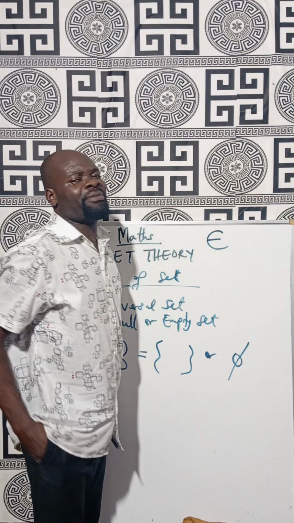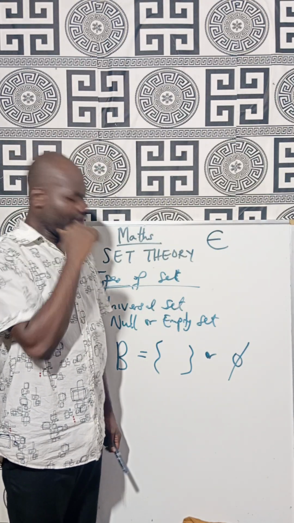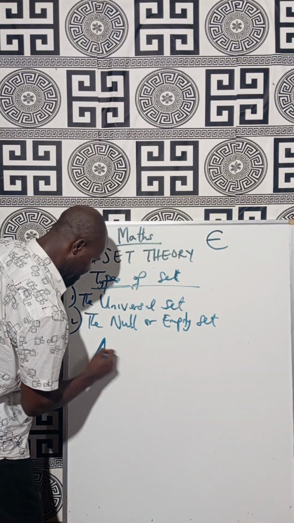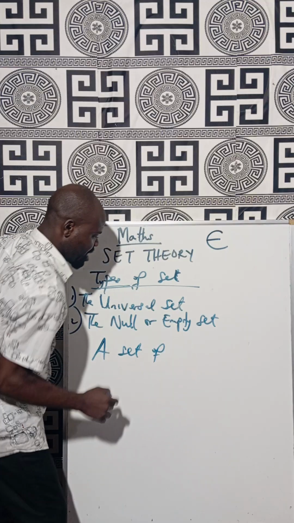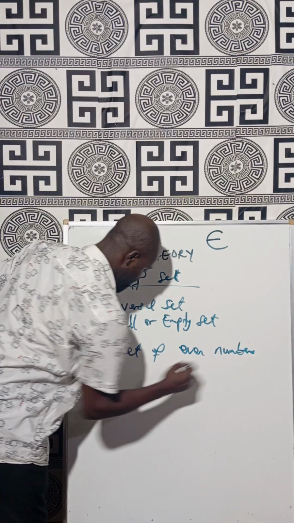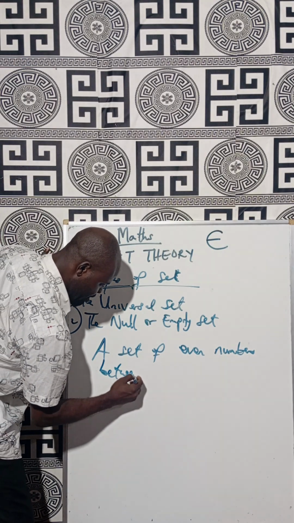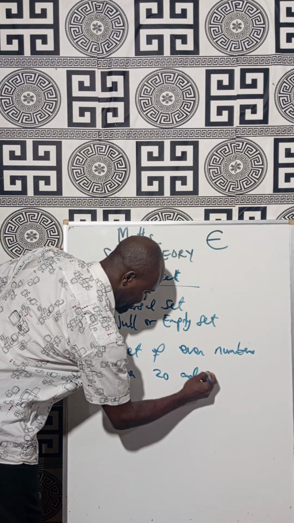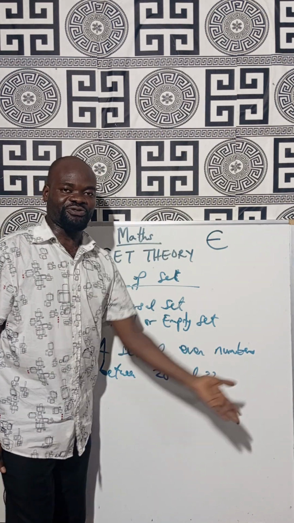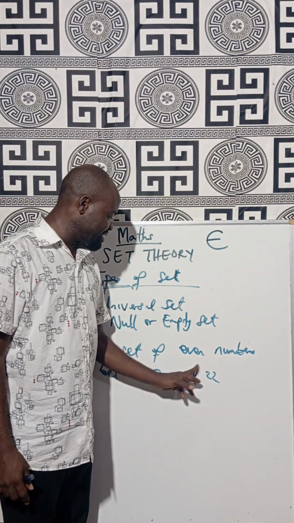Let me give you an example of an empty set or null set. If I say a set of even numbers between 20 and 22. Look at this set: a set of even numbers between 20 and 22. Of course, we know that the next even number after 20 is 22. So there is no element in between.